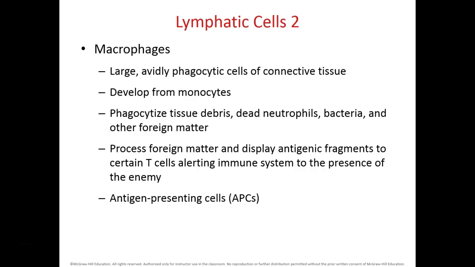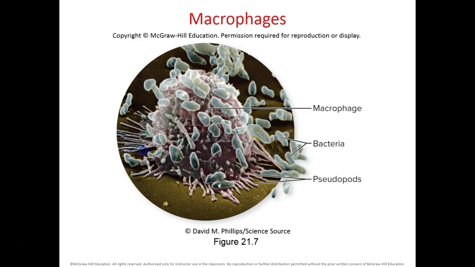Macrophages, these are large phagocytic cells in the connective tissue. Once a monocyte moves into tissue, it's called a macrophage. They phagocytose debris, dead neutrophils, bacteria, and other foreign matter. They process foreign material and display antigen fragments to T cells. So this is antigen presentation, and we'll talk about what antigen presentation is when we get to the immune system.